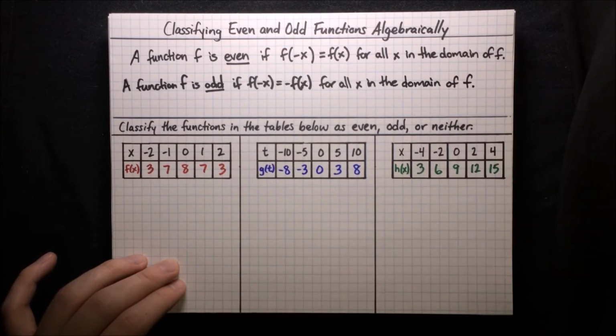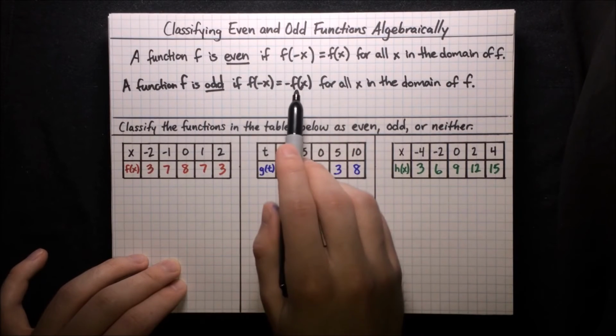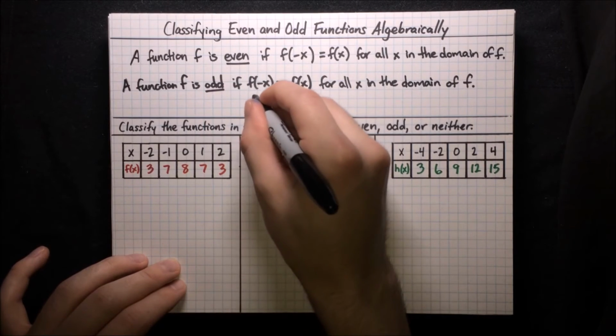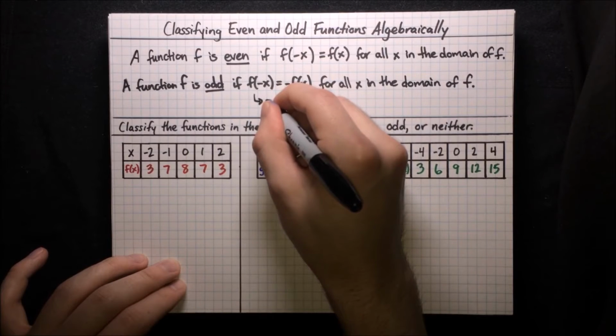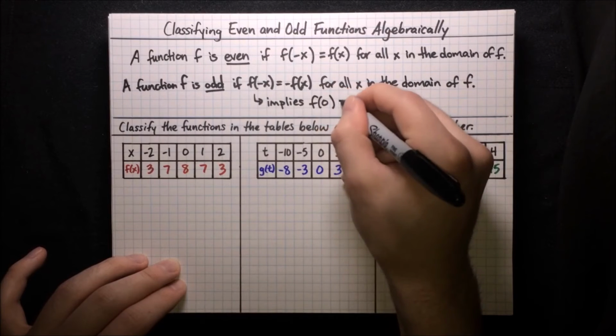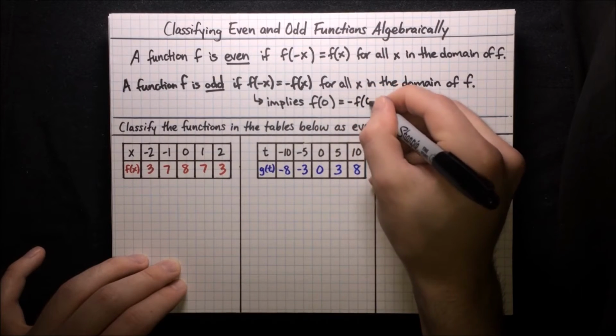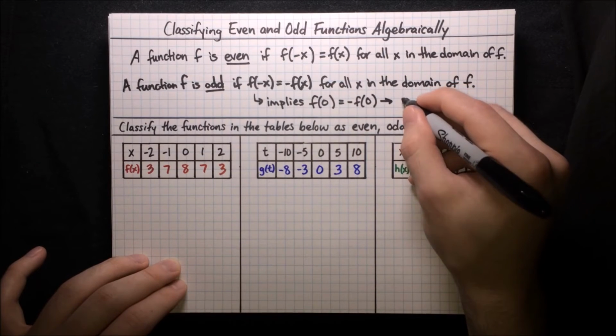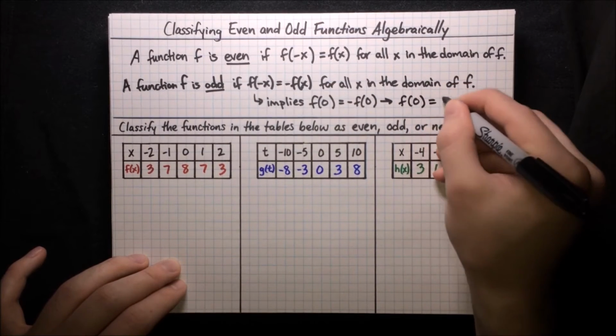of f. Now, to use these definitions to classify the functions in the tables below as even, odd, or neither, all we have to do is plug in the negative values of x and see if the output stays the same or becomes negative as compared to the positive values. One catch, though, for odd functions is note that this rule implies f of 0 equals -f of 0 when x is 0, just subbing that in, which really means that f of 0 has to equal 0.